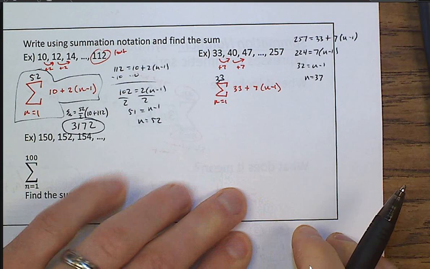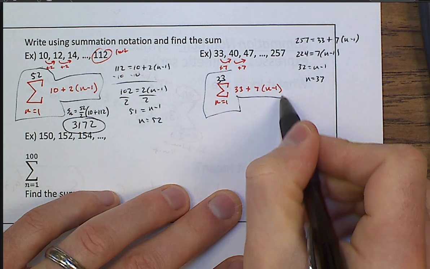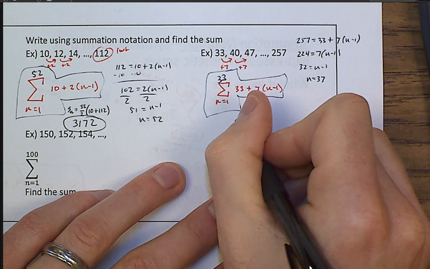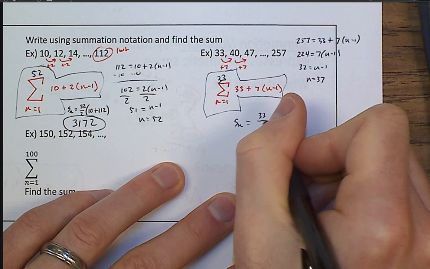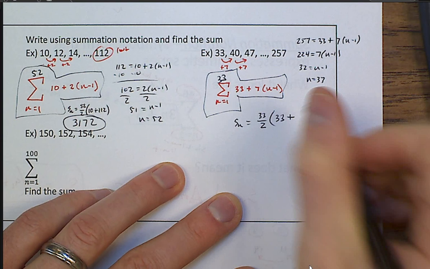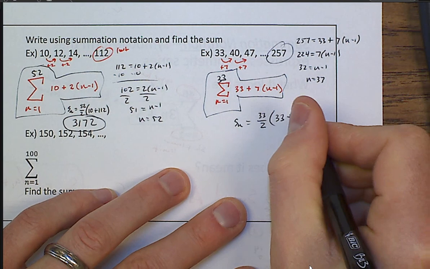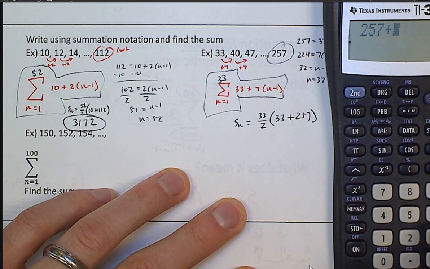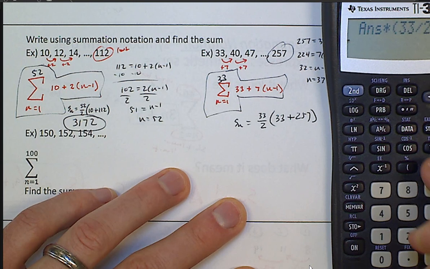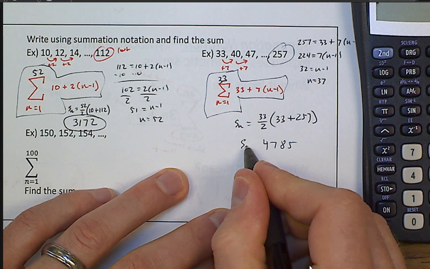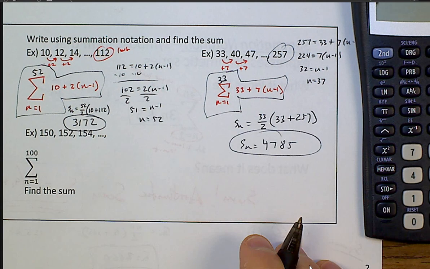So there's my summation notation, which is part of the answer I wanted. And then I wanted to find the sum. To find the sum, it's the total number of terms, 33 over 2, times the first term, which is 33, plus the last term, which we already know is 257. So I'm going to take 257, add 33, and times that by 33 divided by 2. And I should get 4,785 for the sum. Okay?